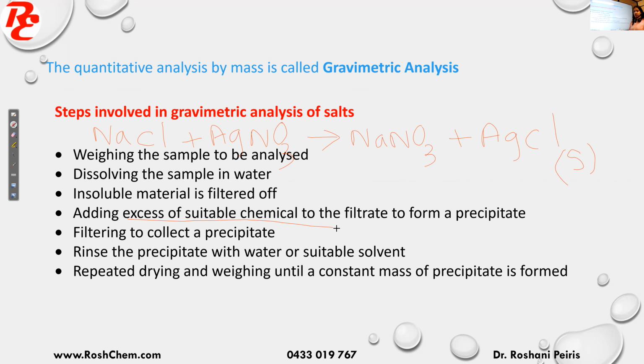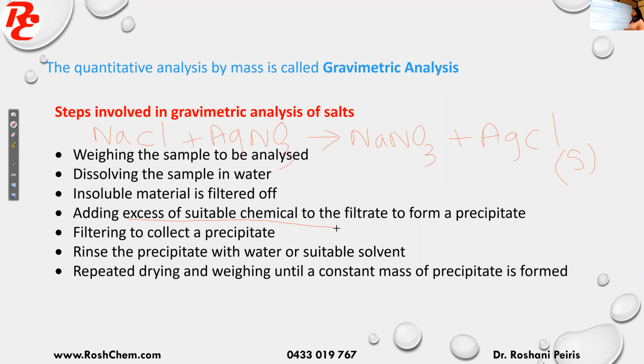So now your filtrate contains sodium chloride. To that filtrate, you add silver nitrate in excess. Why do I add in excess? To make sure that all of the sodium chloride is reacting so that you can get a precipitate. Which means by doing that, you precipitate all the chloride ions present as silver chloride. So filter it to collect the precipitate. By filtration, you can collect the precipitate and then you rinse the precipitate with water or a suitable solvent.